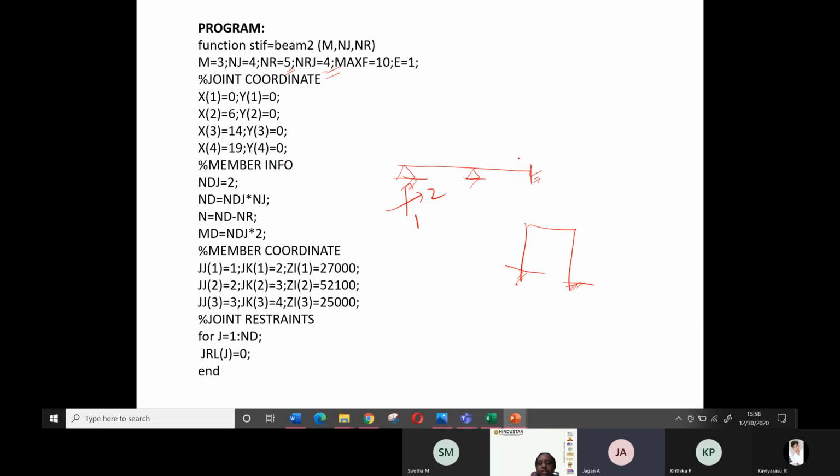NR, number of restraints. If you take this problem, first you have to number it. Class-la appadi thaane pottom. First number it pannom. Correcta? 3, 4, 5, 6.